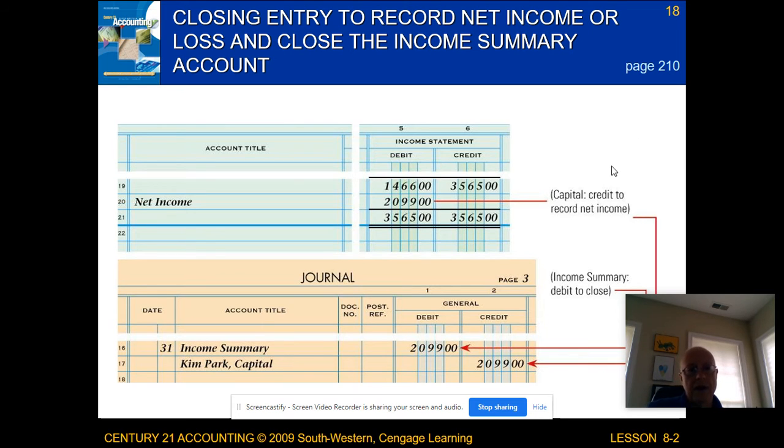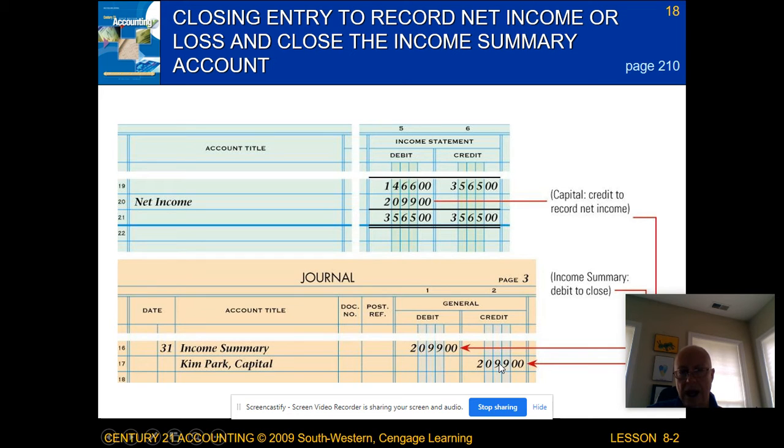Now visualize this as a T account. What we have here is our net income. This is the section on the worksheet of $2,099. This is a debit entry. I got my picture here in the way. What we're going to do here is take the balance from our worksheet and make the entry on our journal. This becomes a credit entry.